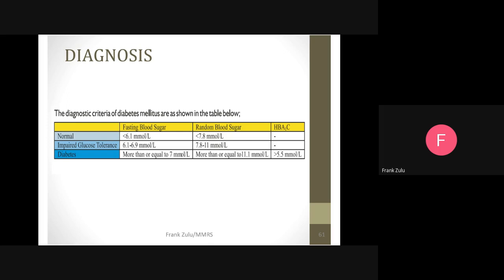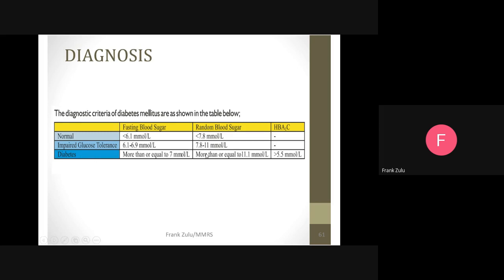But if someone has diabetes, remember diabetes is elevated glucose, the fasting blood sugar is always more than seven. So if you measure fasting blood sugar in someone, normal should be less than six, but you find it to be high. Imagine someone was fasting and then their sugar levels are still high. Then you start thinking this is diabetes. That's how actually diagnosis of diabetes is made.